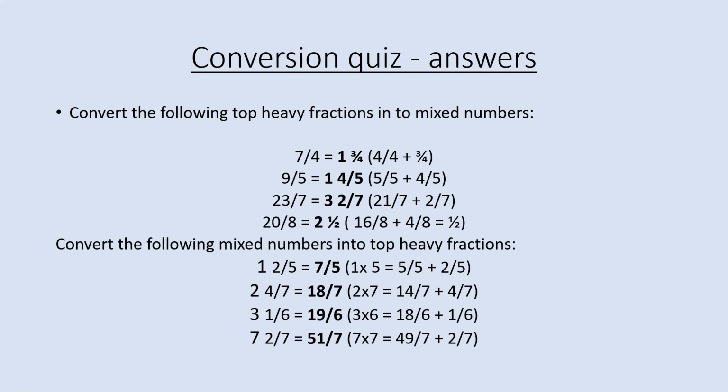3 1/6 equals 19/6. Again, I take the whole number, the 3, and multiply it by the 6ths. So 3 times 6 equals 18/6, plus 1/6 to add on top of that equals 19/6. And 7 2/7 equals 51/7. So I take the whole number 7 and I multiply that by the denominator 7. So 7 times 7 equals 49/7, plus 2/7 to add on top of that gives us 51/7.